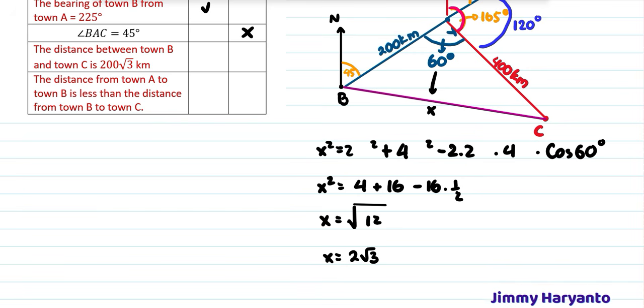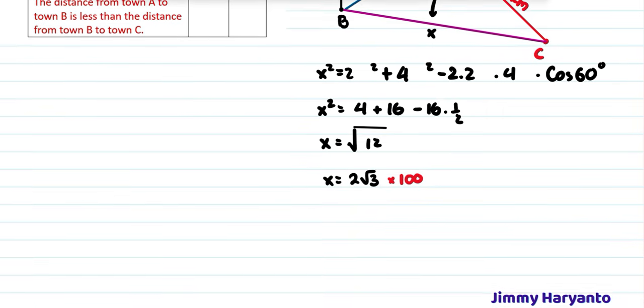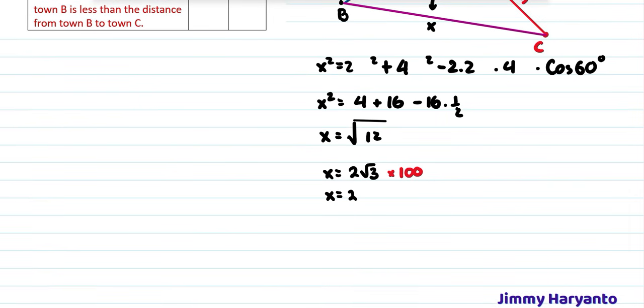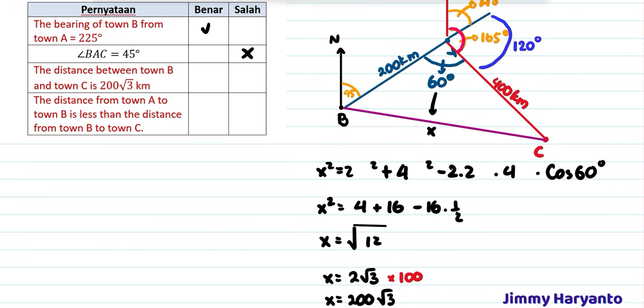And like I said before, because we simplified the numbers, that means at the end we have to multiply it by 100. Don't forget about that. 200 square root of 3. Yes, this one is correct.